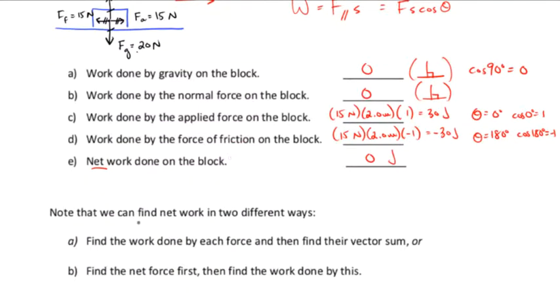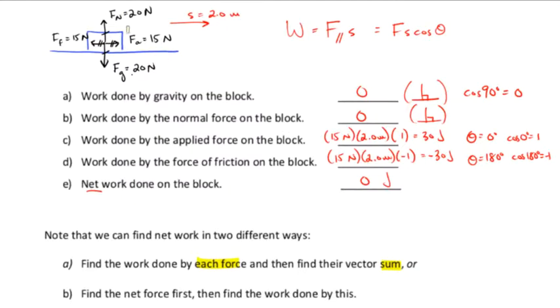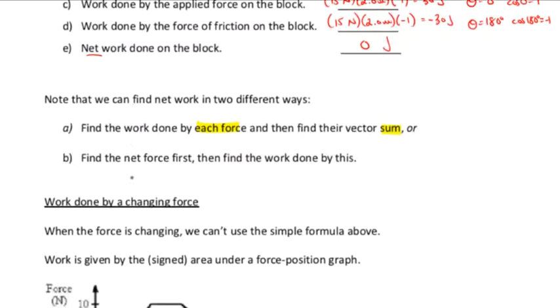Note that there's two different ways we could have found this work. What we did was we found the work done by each force individually, and then we found their sum, we added them up. Or we could have found the net force first and then found the work done by that. If we go back up here, the net force is equal to 0, and so the work done by a net force of 0 would be a net work of 0. So that's an example with a constant force.